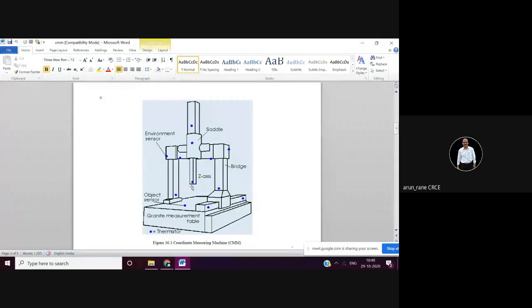This z-axis will have a device which is called as the probe, or it is also called as the optical probe. Renishaw probes are most popular. This optical probe can be used on your CNC lathe and milling machine also for setting the work offset and tool offset. So the probe is mounted here in this z-axis, and the component or the object is kept on this table. And this table is made up of granite.